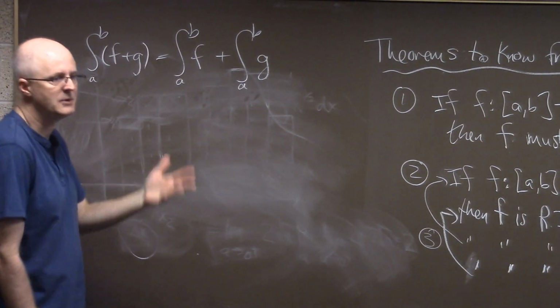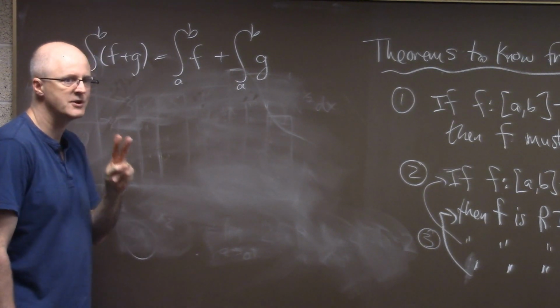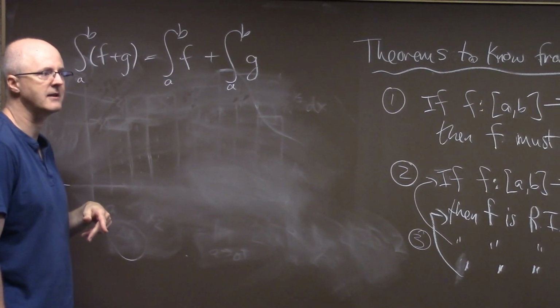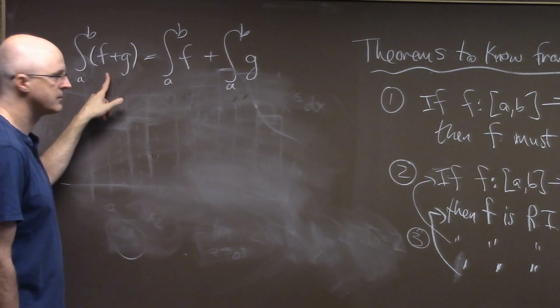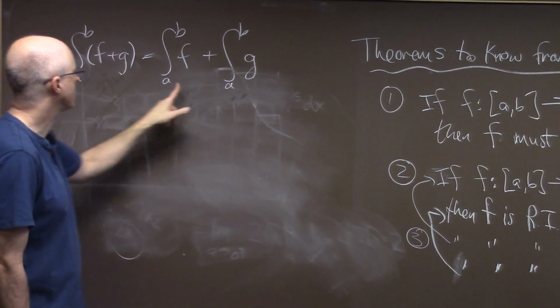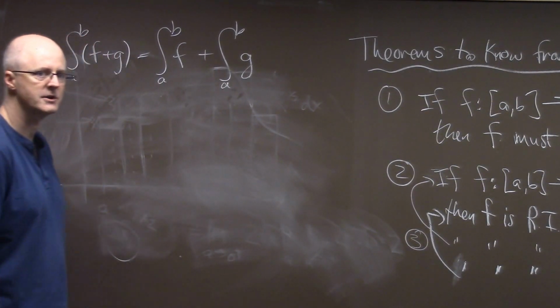The assumptions, and you can look in the book: you've got two functions, f and g, defined on a closed interval, assumed to be Riemann integrable on that closed interval. The conclusion would be that f plus g is also Riemann integrable, and its integral equals the sum of the integrals of the two functions.